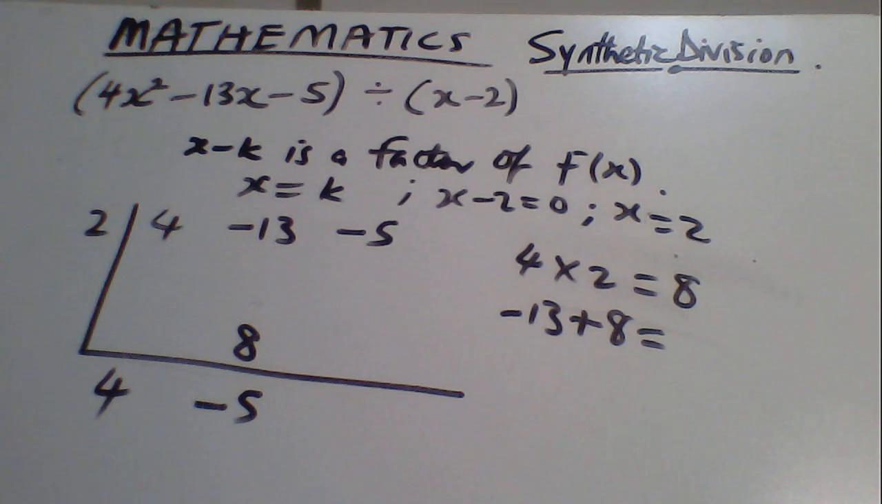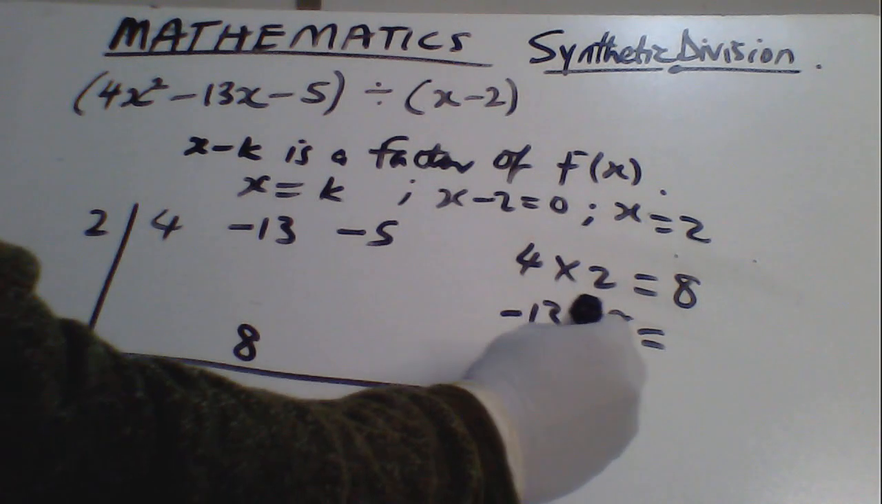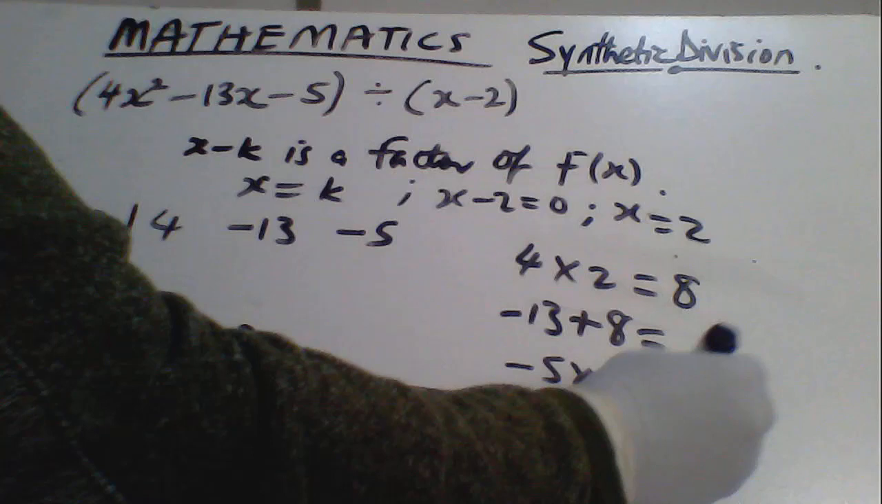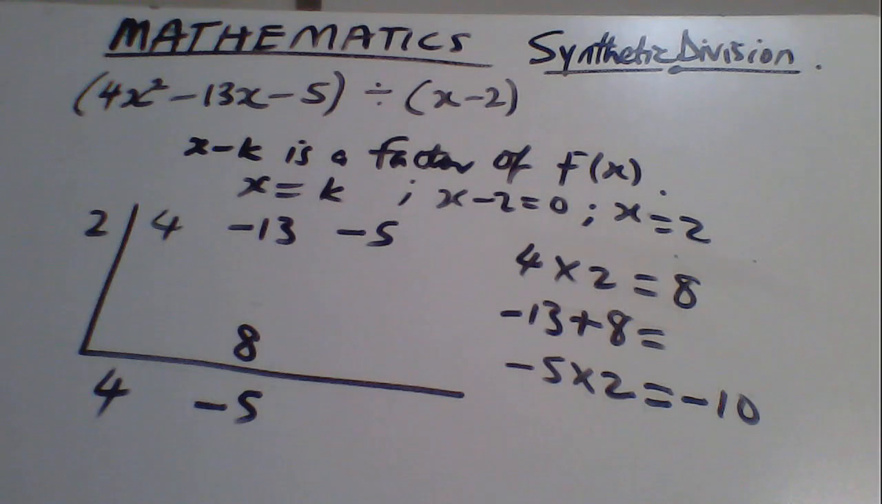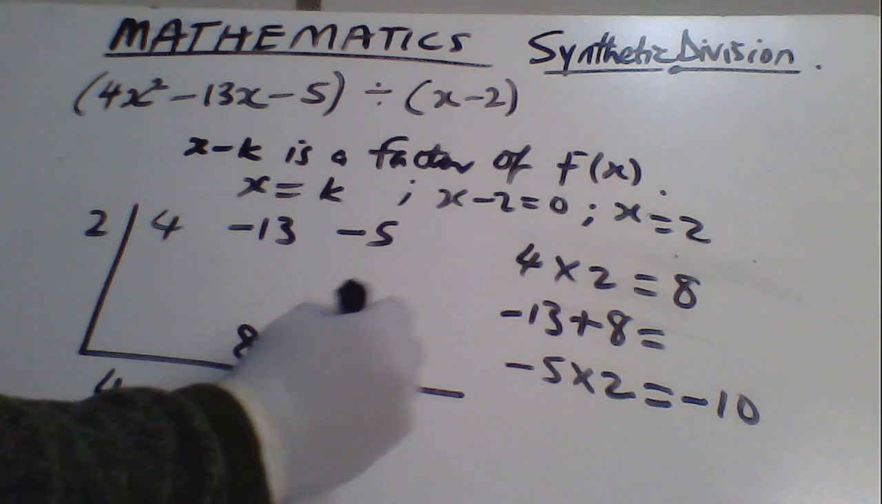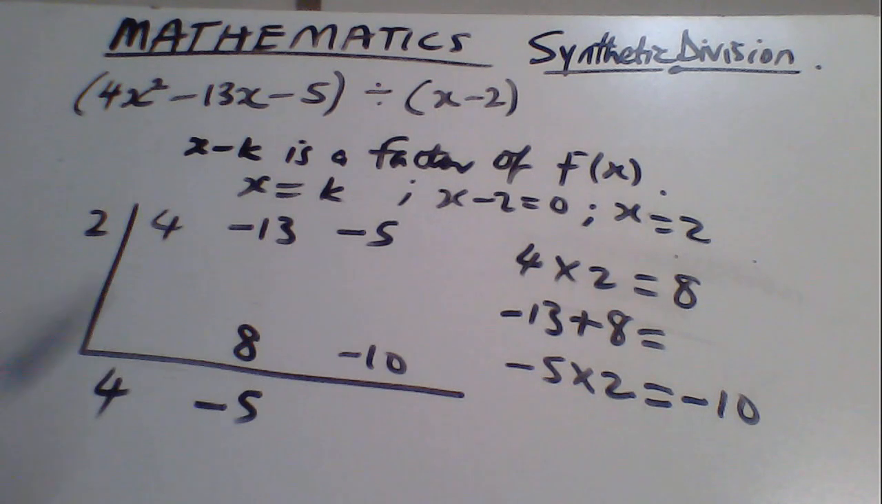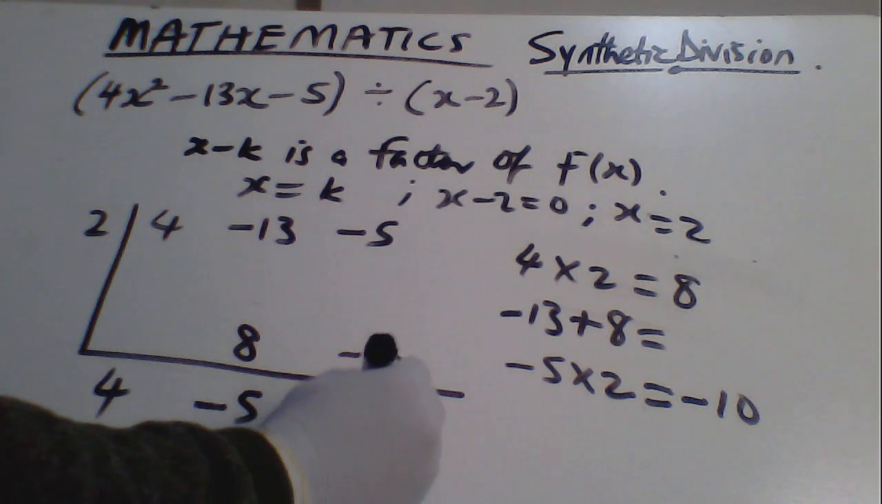Then once you have done that, you have to multiply the previous sum by the k value. So you repeat it, which means minus 5 times 2, and that gives us minus 10. Once you have gotten the minus 10, you bring it down here under the next coefficient, and then add up the two, that gives us minus 15.